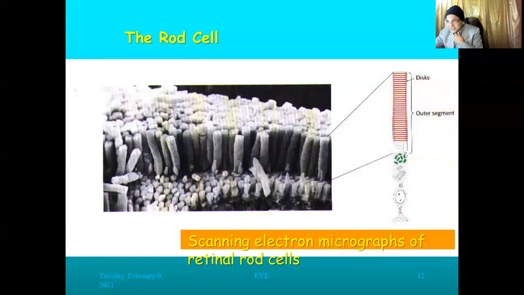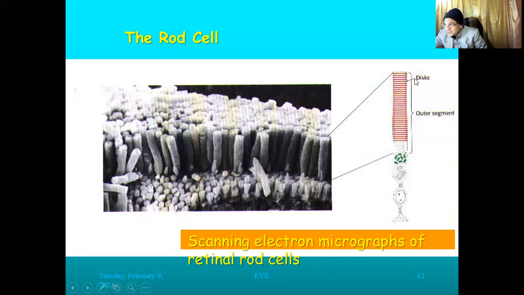So again, this one is colorful, and the diagram which is used to explain the actual part is something like this. You see the actual part. Here it is the disc, that is, this is the rod type of disc. So, a scanning electron micrograph of the retinal rod cell. The scanning electron microscope, which has very high resolving power, is used to take this kind of photograph in the eye, that is of the rod cell.